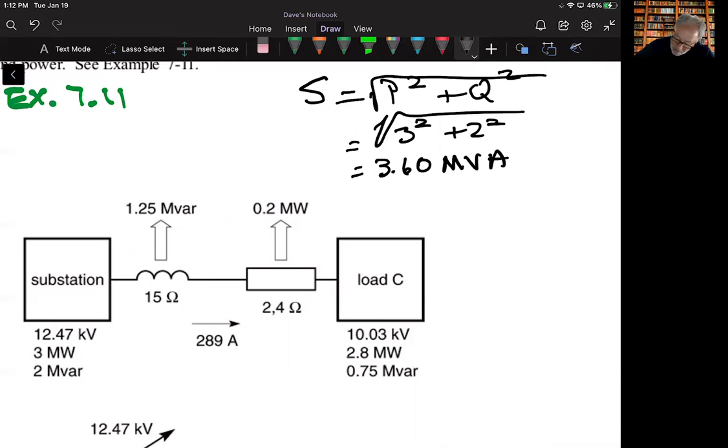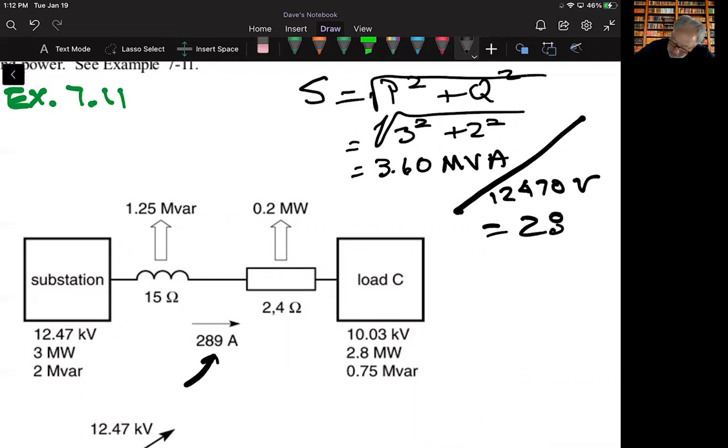Now, once we know what that is, and we know the voltage associated with it, we can determine what the current is, okay? So I'm sorry, I thought this was given, but this is derived. If I divide that by the 12,470 volts that we're given, we end up with the 289 amps. Talking power, we talk about big numbers, 289 amps. That's a lot of current, right?